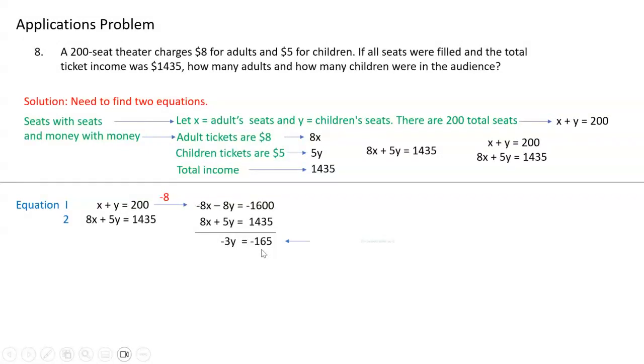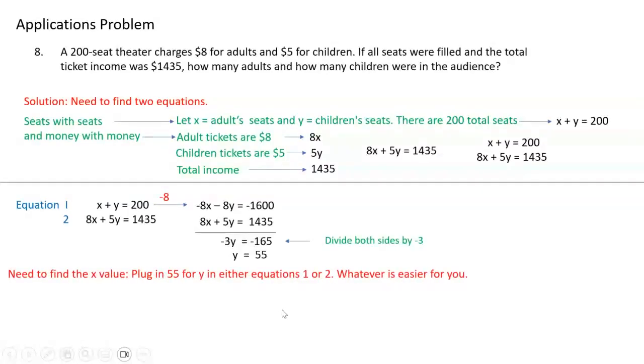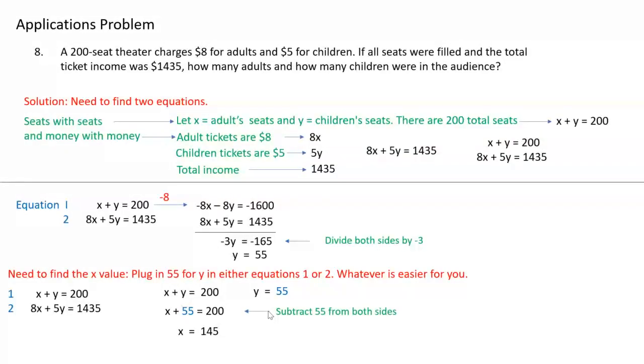We divide both sides by negative 3, and the result will be y equals 55. We got the y value right now. I need to find my x value. So I need to plug in 55 for y in either equation 1 or 2. What's easier will be equation number 1. We know that the y value is 55, so we plug it in there, and we subtract 55 from both sides. So we get x equals 145.